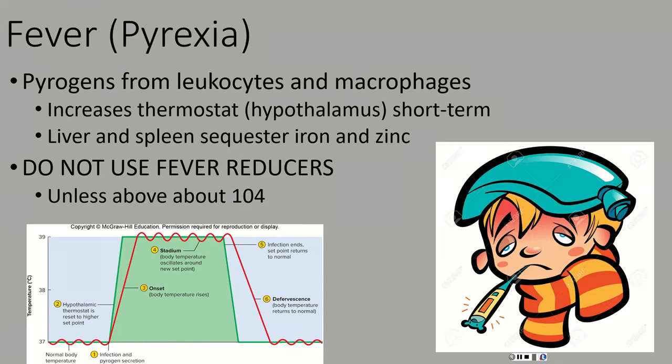But something less obvious goes on during a fever also. Pyrogens tell the liver and the spleen to sequester iron and zinc. So iron and zinc in our blood and in our tissues, the liver and the spleen start to pull those from circulation. The liver starts to pull iron and zinc out of the blood. The spleen starts to pull iron and zinc out of the blood. And this is because bacteria need iron and zinc in order to reproduce.